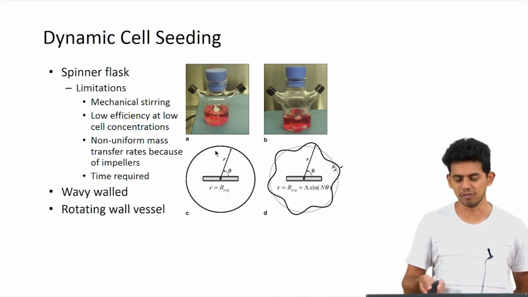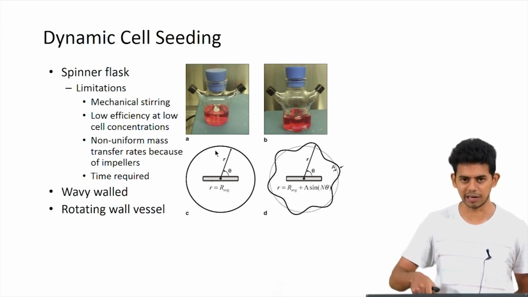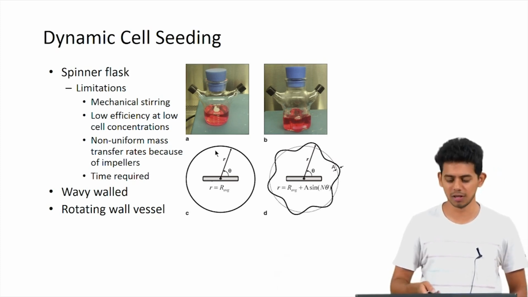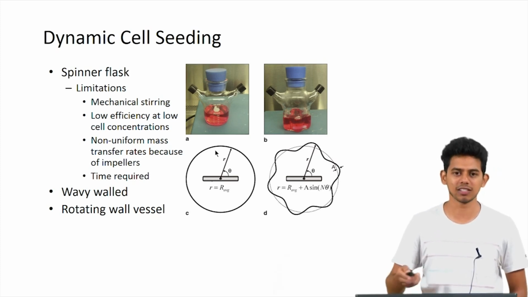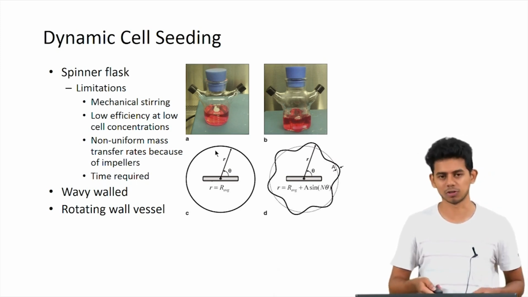So we use a wavy walled vessel, which has a sinusoidal pattern. Waves can be created because it has a patterned outer layer. So this structure allows for enhanced perfusion of the cells into the scaffold. Then the next one is the rotating wall vessel, which we saw before.